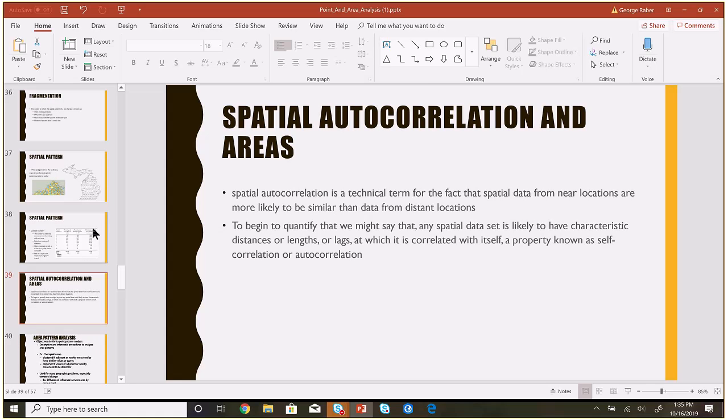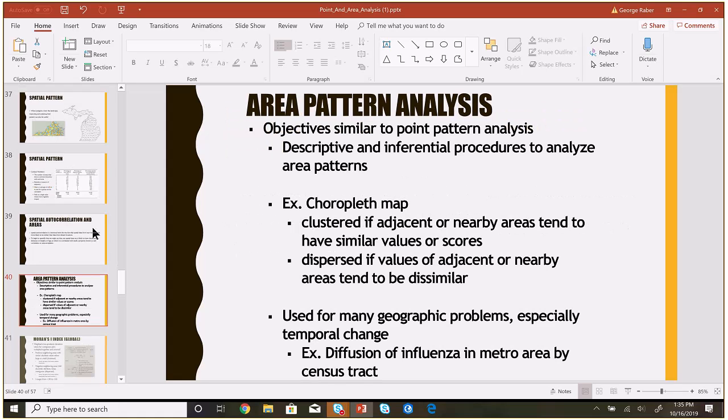All right, so now let's get back into spatial autocorrelation, because this is what we are going to be talking about and calculating here in a second. Okay, so I think we covered that pretty well.